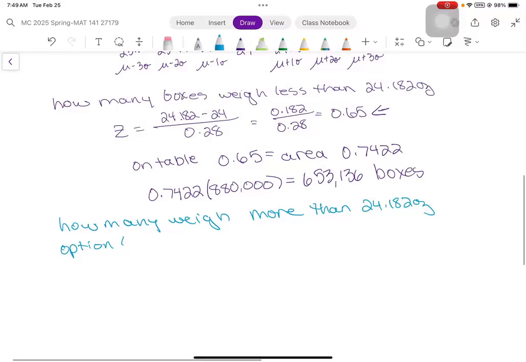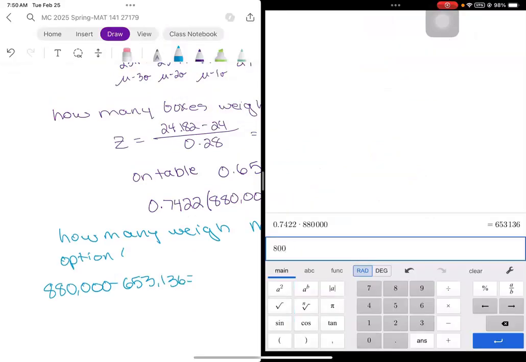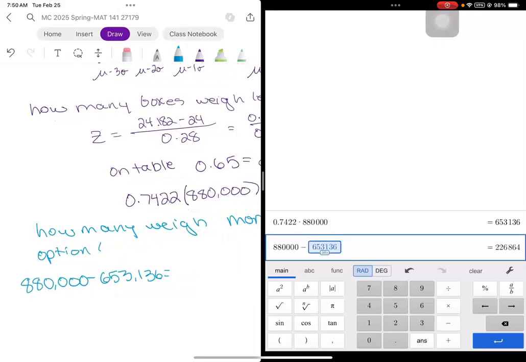I could do 880,000 minus 653,136 boxes. I could just do that on my calculator. 880,000 minus that answer, and I'm going to get 226,864 boxes. So that's one way to do it.